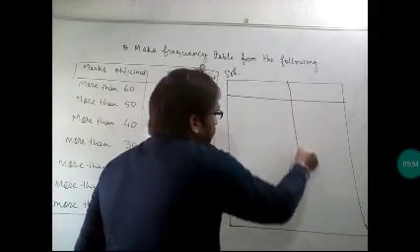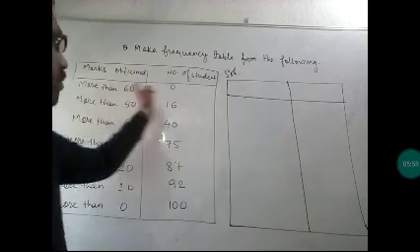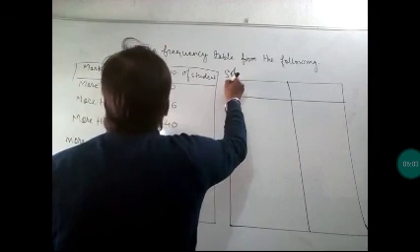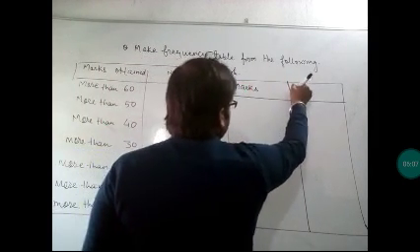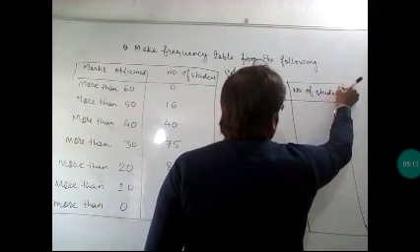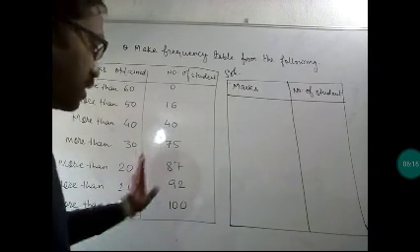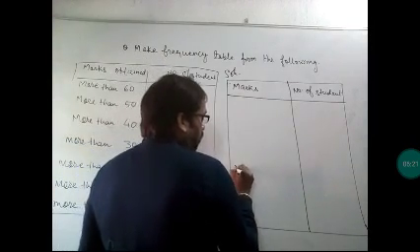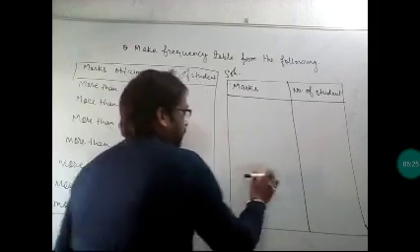See, what is the first column? Marks. So I will also write marks obtained. I will not change the heading. Only what I will change, I will put them in the class intervals. Okay. More than 0. See, more than 0, and after that I'll explain also. More than 0, it can be 0 to any number.